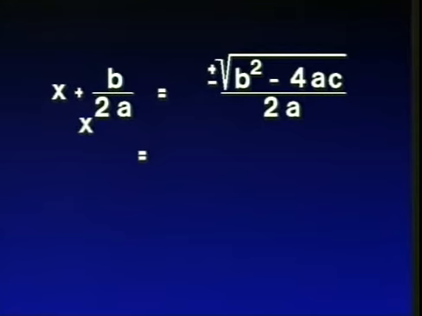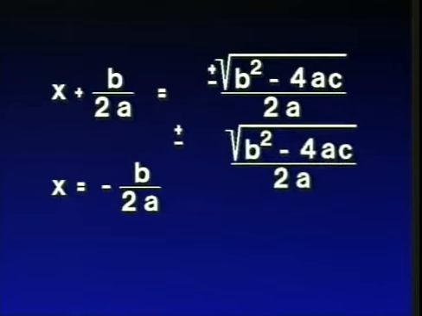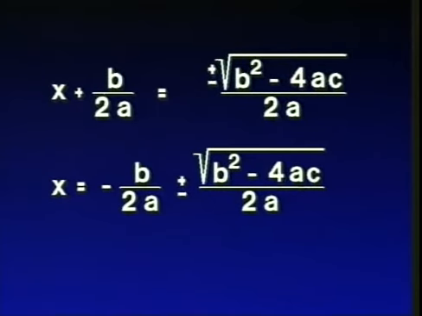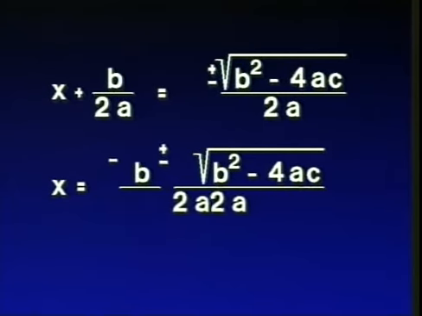Well, now we'd like to clear that b over 2a from the left side, so we'll subtract b over 2a from both sides. Now notice that we have a common denominator. Bringing the fractions together, we get our quadratic formula.